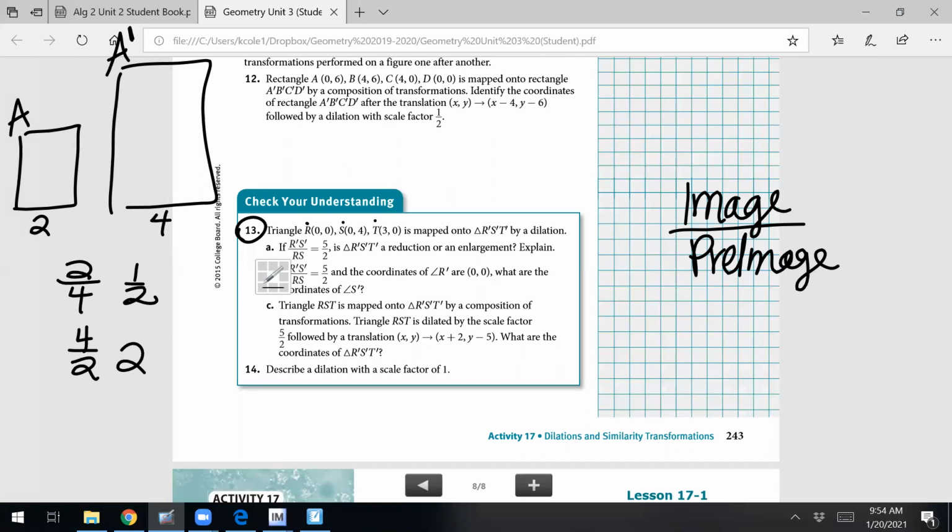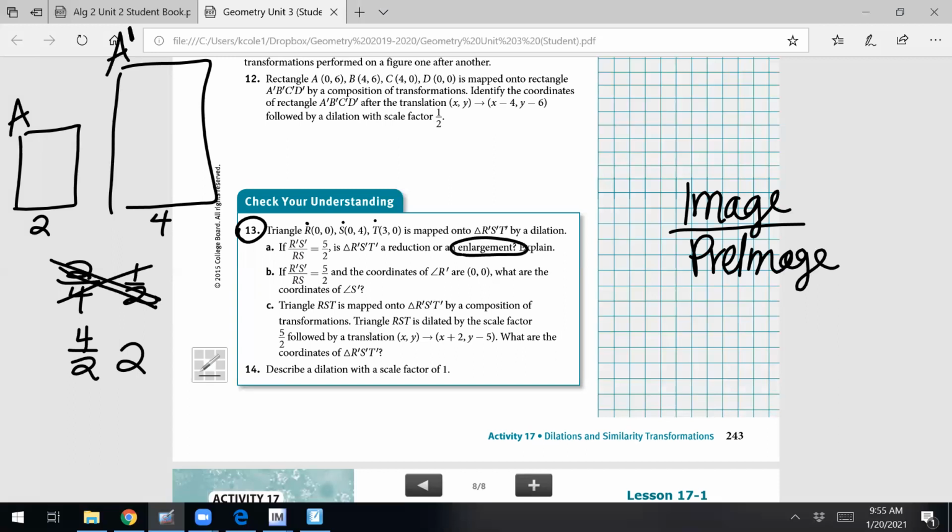So if that's the case, the 4 is going to be on top and the 2 is going to be on bottom, which means our scale factor is 2, okay? So in this case, they've given it to us here. We've got 5 over 2. We know that's our scale factor. Is it an enlargement or a reduction? It's an enlargement. That's the same as what we talked about yesterday.